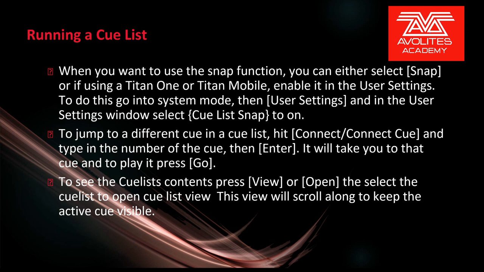To jump to different cues in a cuelist, we did that. To see the contents of a cuelist, press the view or open key, then select the cuelist to view that cuelist. And as of version 11, this view will scroll along to keep the active cue visible.